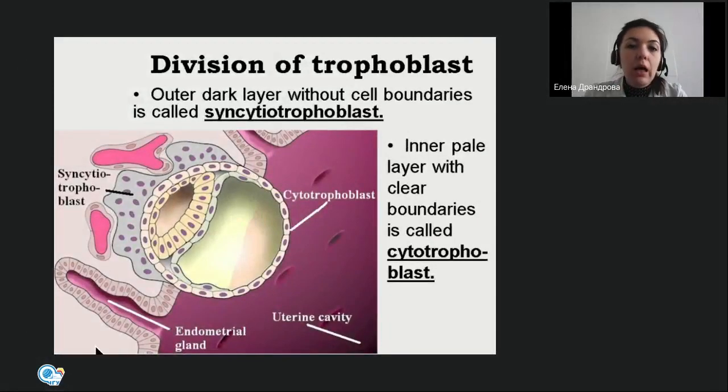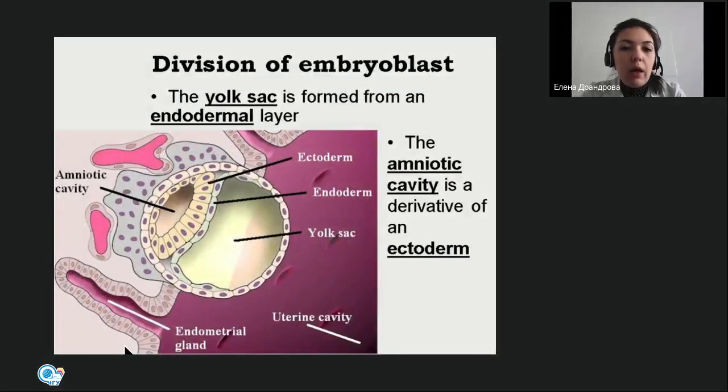What's happening next? So we said that the outer cell mass forms trophoblast and the inner cell mass forms embryoblast. So trophoblast is further divided into an outer dark layer without cell boundaries, that is called syncytiotrophoblast, and an inner pale layer with clear boundaries, that is called cytotrophoblast. In embryoblast also, there is a division. So first, there are two layers, which are named epiblast and hypoblast. So epiblast will later form ectoderm, the external embryonic layer, and hypoblast will form endoderm, the internal embryonic layer.